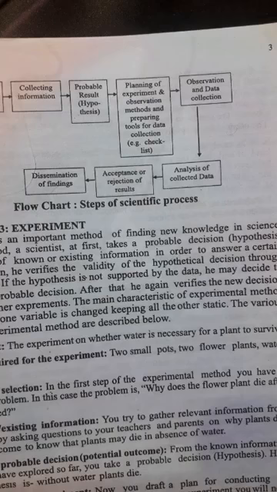Number 3, taking probable decision, potential outcome. From the known information that you have explored so far, you take a probable decision, a hypothesis. Here the hypothesis is, without water plants die. Number 4, planning the experiment.